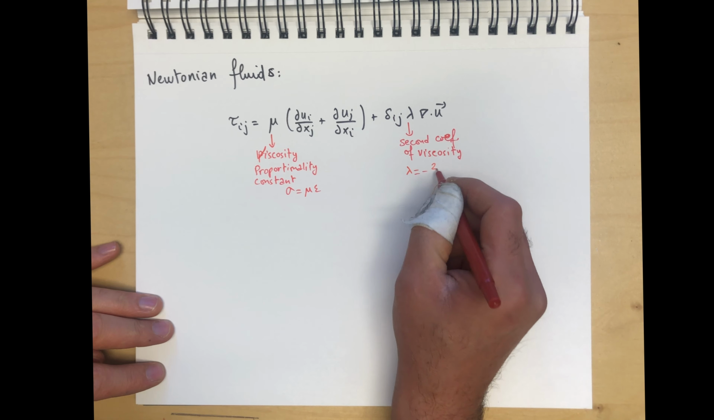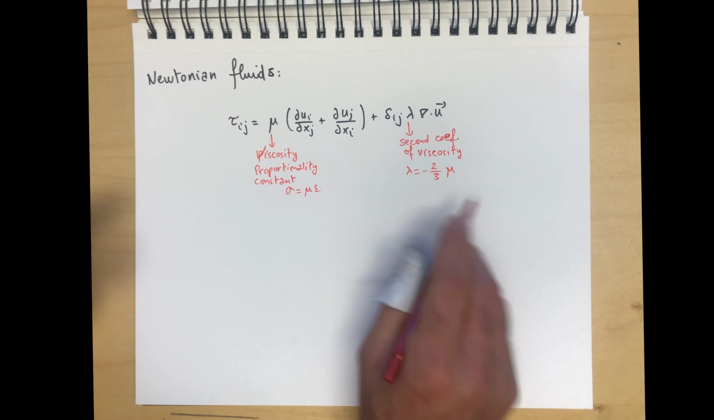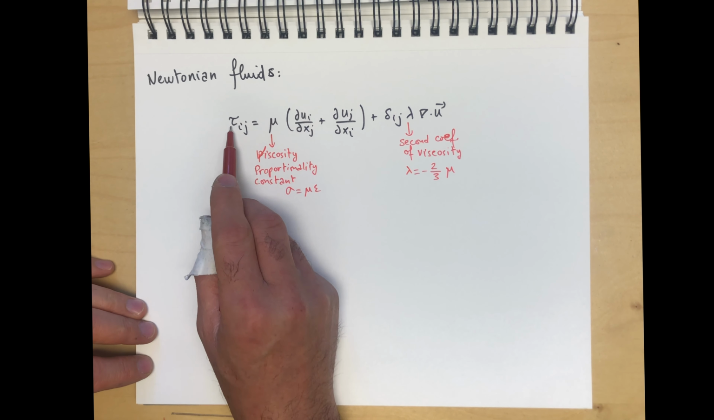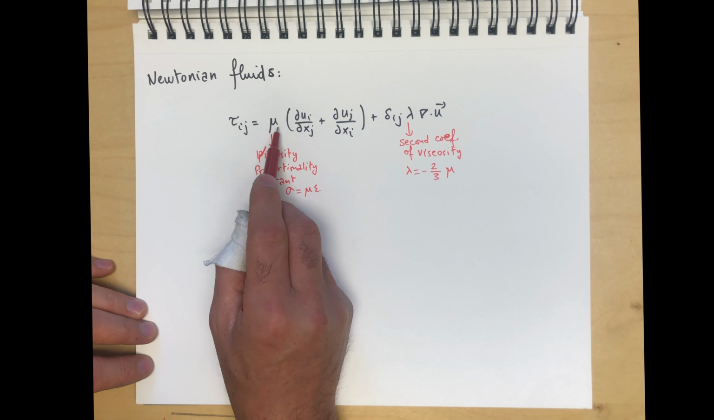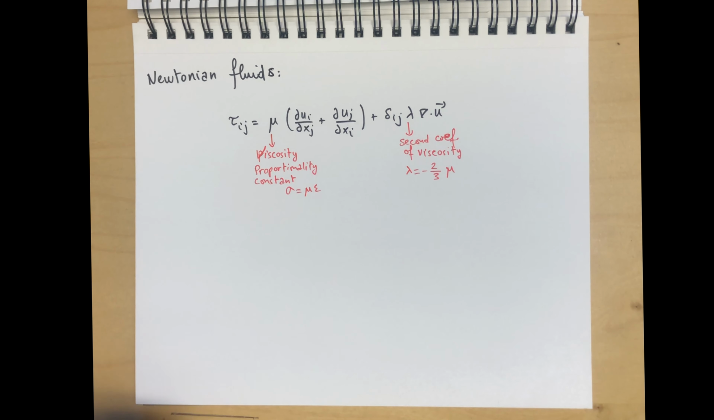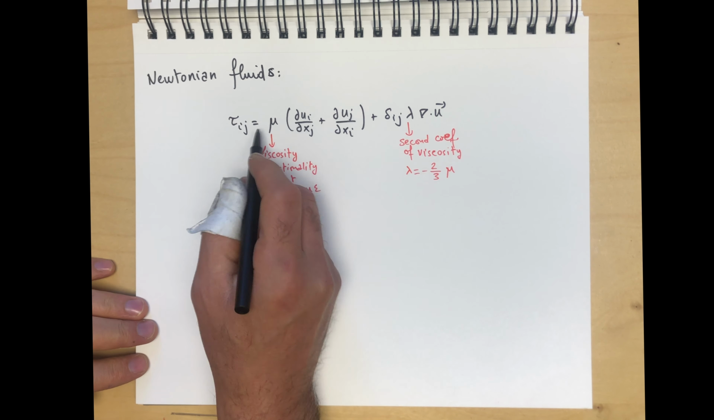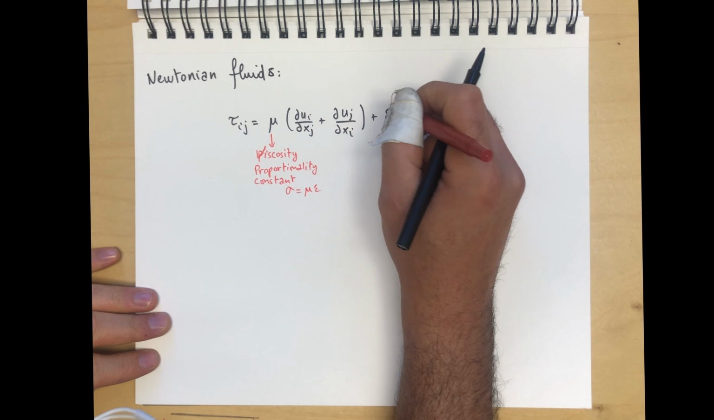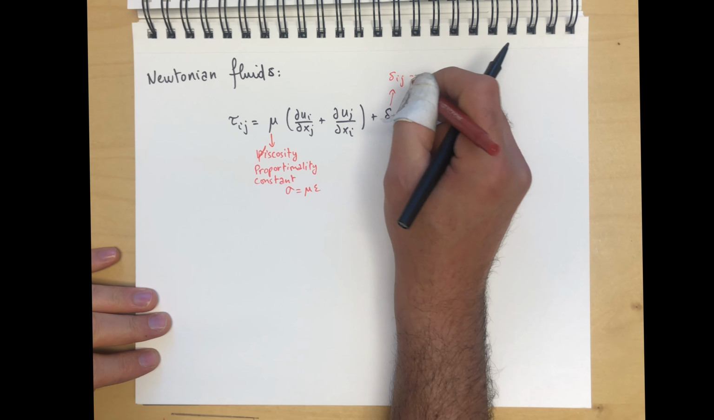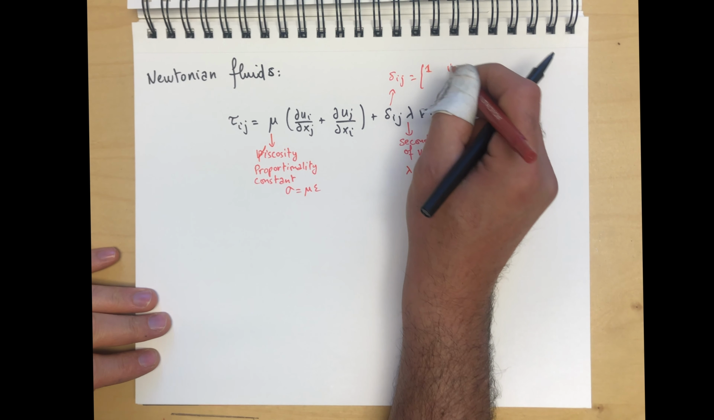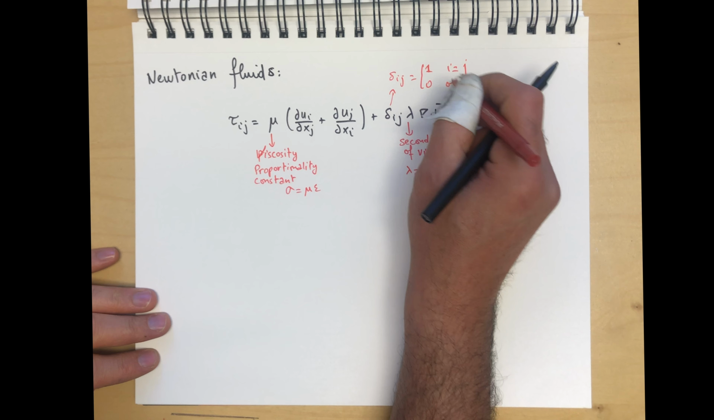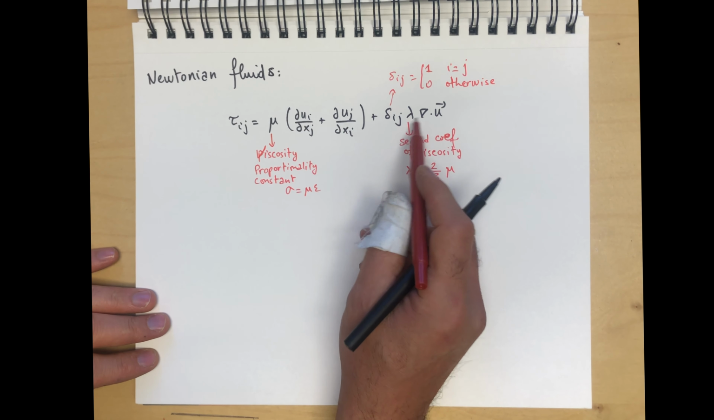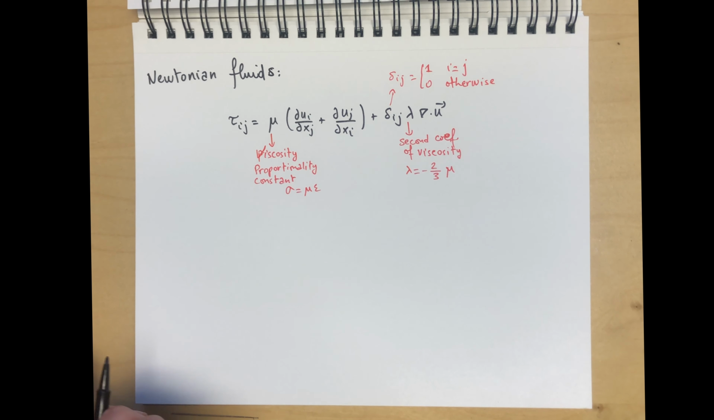Stokes made the assumption that lambda equals minus 2 over 3 mu. We'll see how and why he made this assumption. But primarily, this is a relation for a Newtonian fluid between the stress and the velocity. And you can simply obtain the components directly by plugging some numbers in. And also, this is the Kronecker delta. Delta ij is equal to 1 if i equals j and 0 otherwise. So only the normal stresses are affected by this dilatational component.